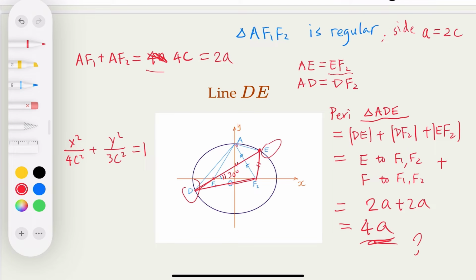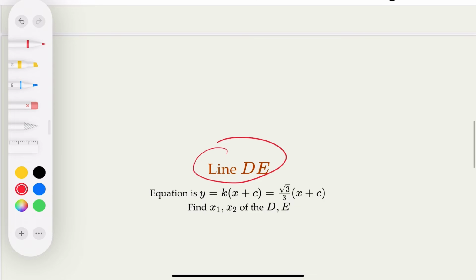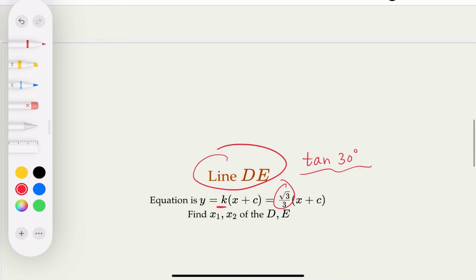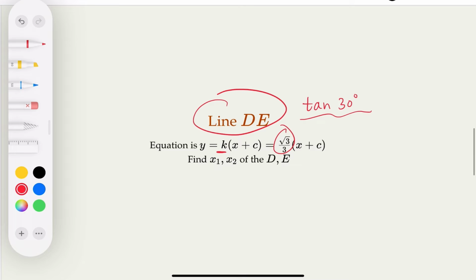Let's figure out line DE, right? We know the slope here is tangent 30 degrees. Remember, AFE is a regular triangle here. So this is 60 degrees, the bisector would be 30 degrees, right? And the C here, because it's passing through F1, the coordinate is negative c, y is 0, right? So this is the equation.